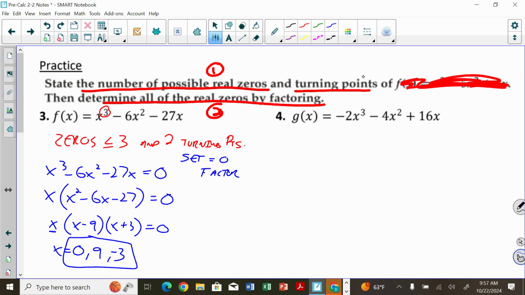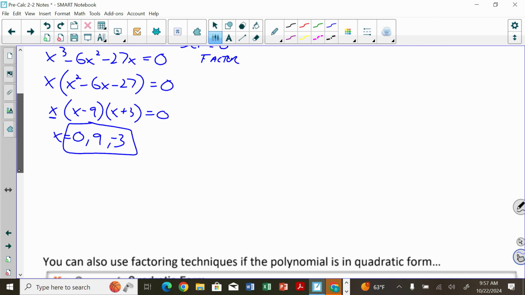Okay. All right, let's try the next one. Okay. So again, you know what? I'm going to actually save this one for you guys. If you guys can solve that one, that will save some time, because it's basically the same thing. Look at how many turning points, how many zeros, and then look to factor. Okay. So that way we can move on.